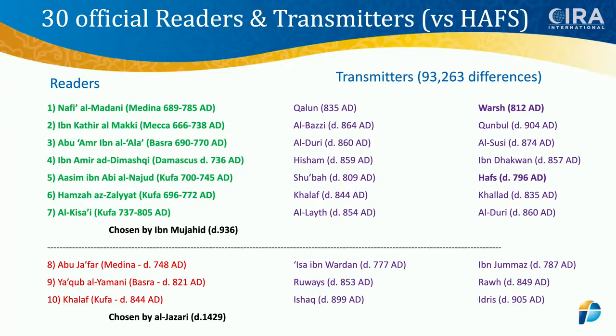Now, let's go to the left. Let's look at 1, 2, 3, 4, 5, 6, 7. Nafi from Medina, Ibn Kathir from Mecca, Abu Amr from Basra, Ibn Amir from Damascus, Asim from Kufa, Hamza from Kufa, Al-Kasai from Kufa. So 3 from Kufa, 1 from Damascus, 1 from Basra, 1 from Mecca, and 1 from Medina, which seems to suggest Kufa is pretty important.